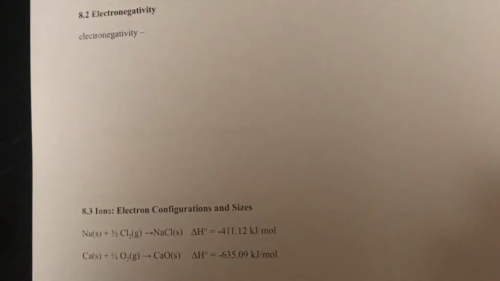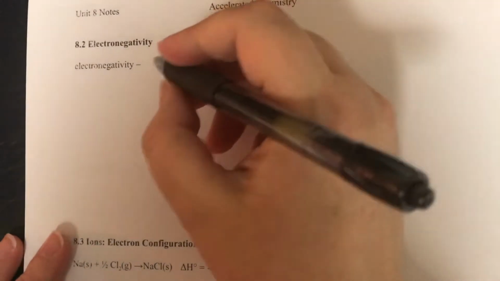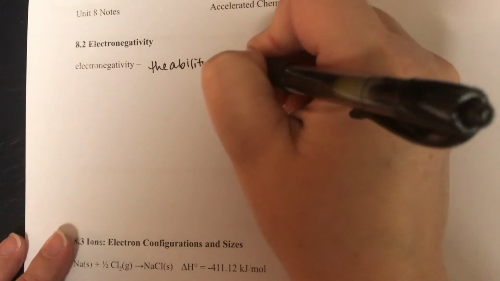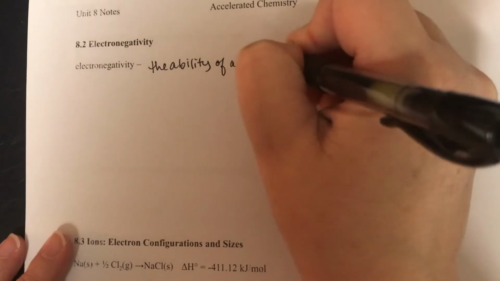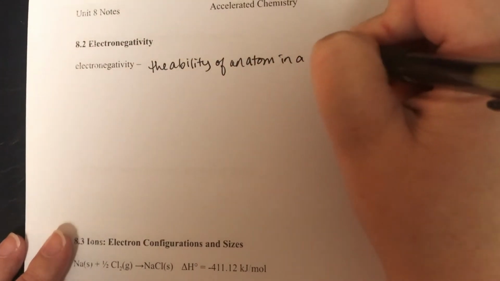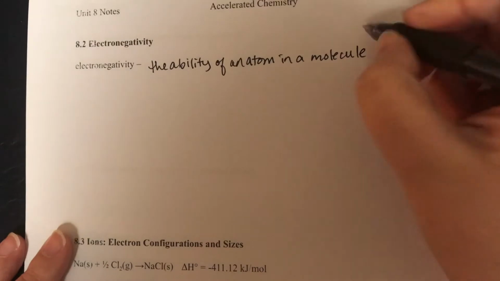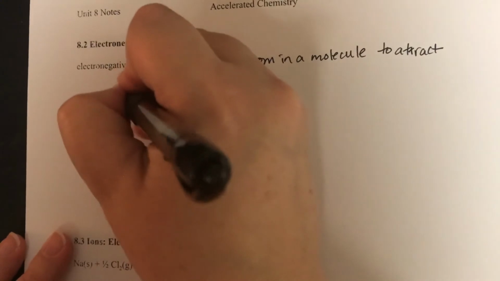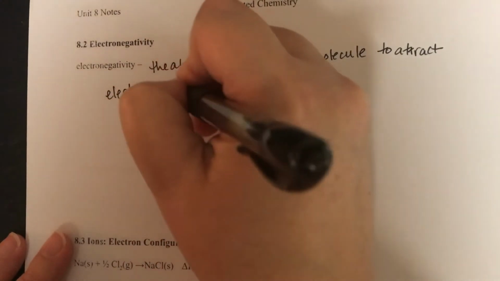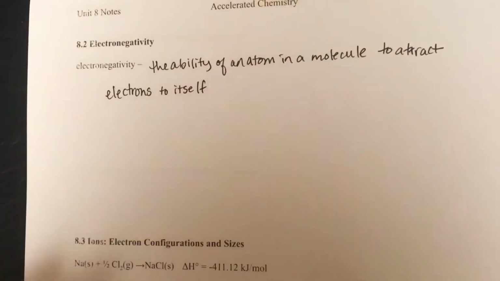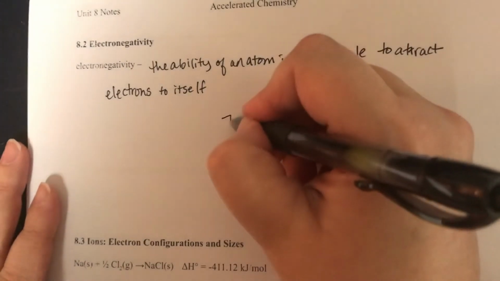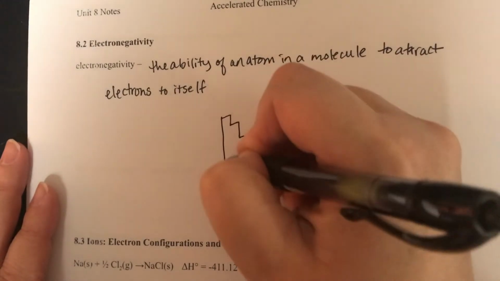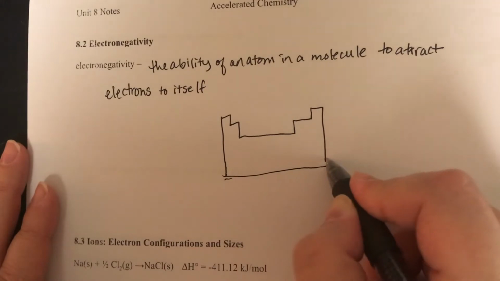Electronegativity, I'm going to write down the definition, and then we're going to use it more later, is the ability of an atom in a molecule, so now we're in a covalent bond situation, to attract electrons to itself. This one was mentioned on your periodic trends, and it has the same trend that we've been noticing in ionization energy and electron affinity.